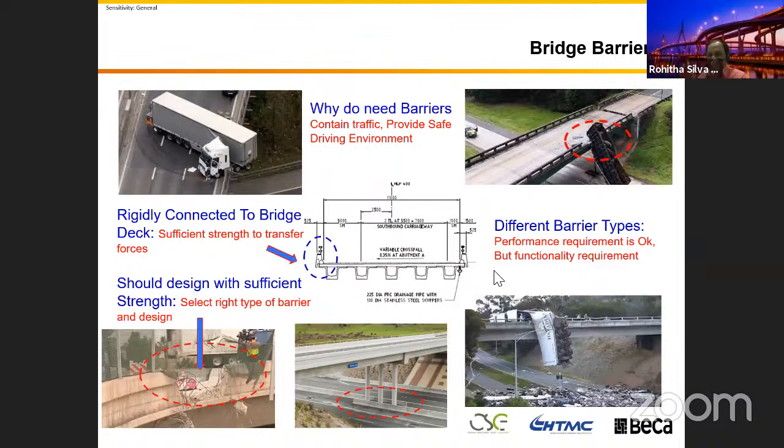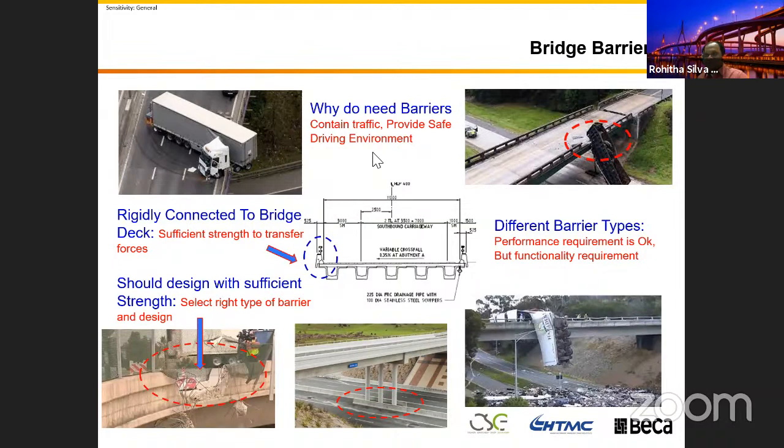Then I'm going to share with you something very different. I gave a lot of thought, and I thought, if you are a bridge designer, you should know what we are doing. I'm talking about bridge barriers. I'll spend a few minutes on that.